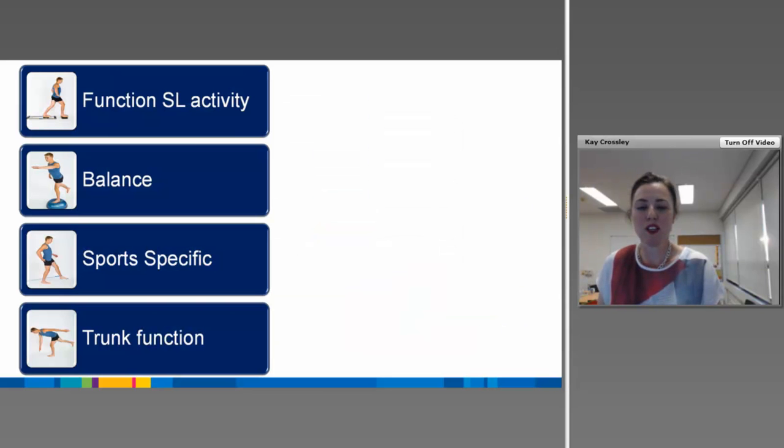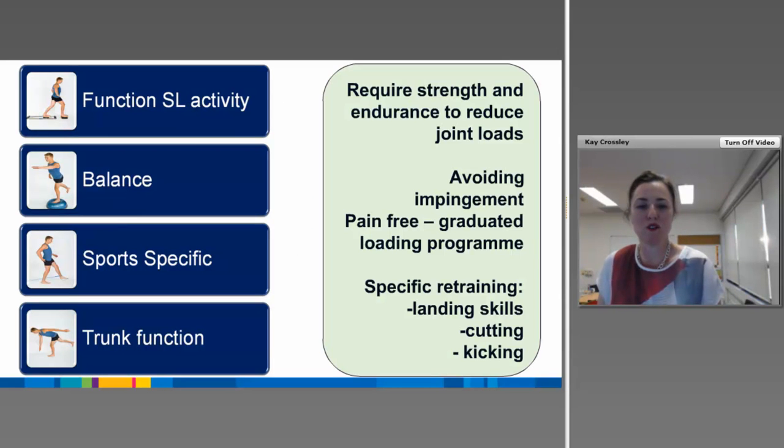So what about the functional, balance and sport specific and trunk function? Well, we know that they're all important to include, and what we need to consider is that we need to have both strength and endurance to reduce the joint load, that all of these activities need to be in a pain-free position. So they need to not take patients into their impingement painful position, and it needs to be a graduated loading program, and that their training needs to be specific to their sport. So if they need landing skills or cutting or kicking skills, that these need to be retrained in a safe and pain-free manner.